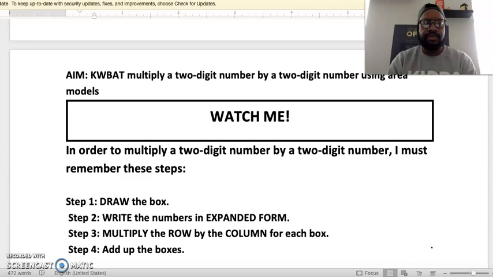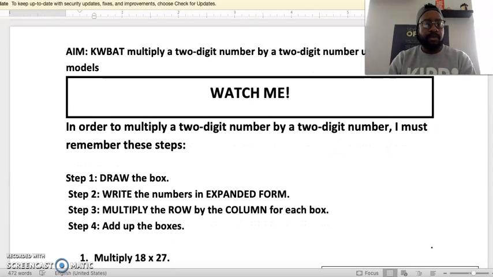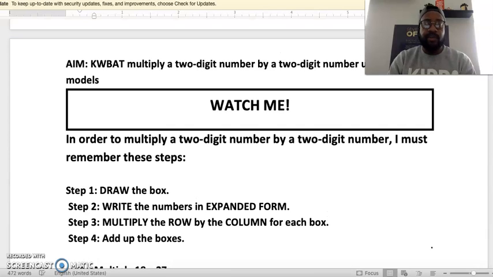Just to remind us, when we are multiplying 2-digit by 2-digit numbers, there are a couple steps we need to follow. First, we need to draw our box. Then we're going to write those numbers in expanded form. That means break it down into tens, ones, hundreds, thousands, however many place values there are in the number. Then we're going to multiply the row by the column and write that in each box. And then we finally add up all the boxes to get the total.